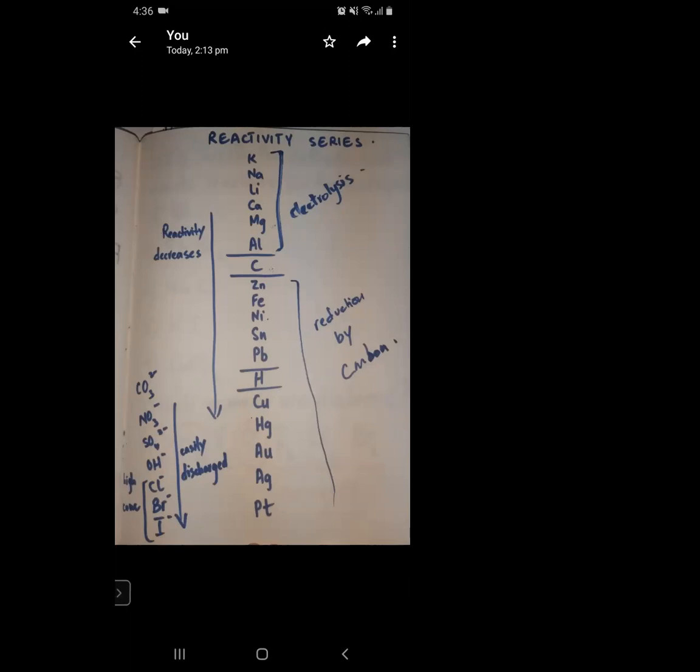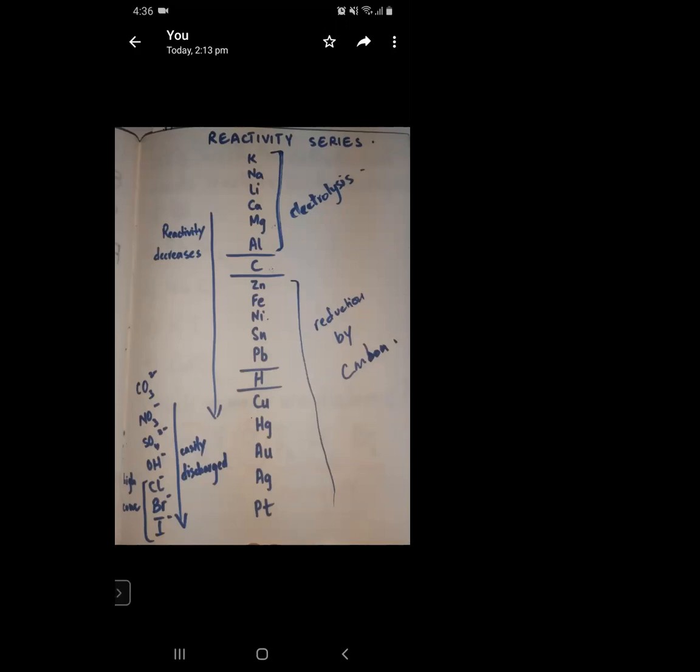And you can see that the reactivity is decreasing down the series. The metal at the top is most reactive, which is potassium, we can see. And the metal at the bottom is the most unreactive, almost inert, which is platinum. You can see gold, silver, platinum are at the bottom, right?